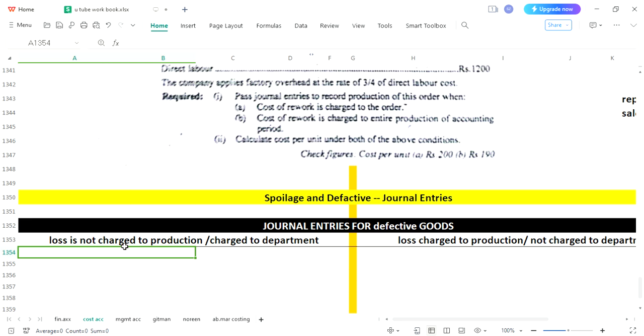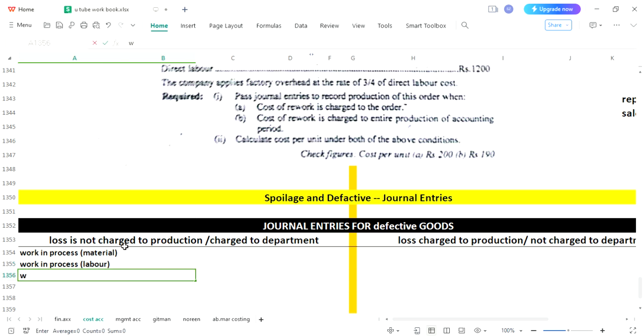Where we start with work in process, but that work in process will be related with material only. Then we see work in process for labor only. Then we see work in process for FOH. And since work was started, it was favorable. That is why you have debited the work in process.